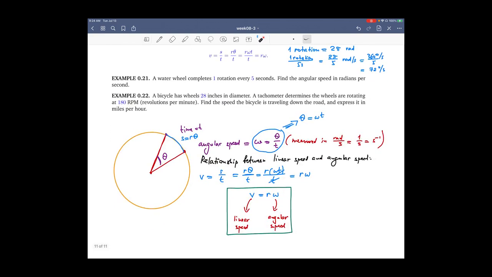All right, in the second problem here, we are given that the wheel of a bicycle has diameter 28 inches, which immediately implies that the radius is 14 inches. It's also known that the wheels are rotating 180 revolutions per minute. We need to find the speed of the bicycle as it travels down the road and express it in miles per hour.